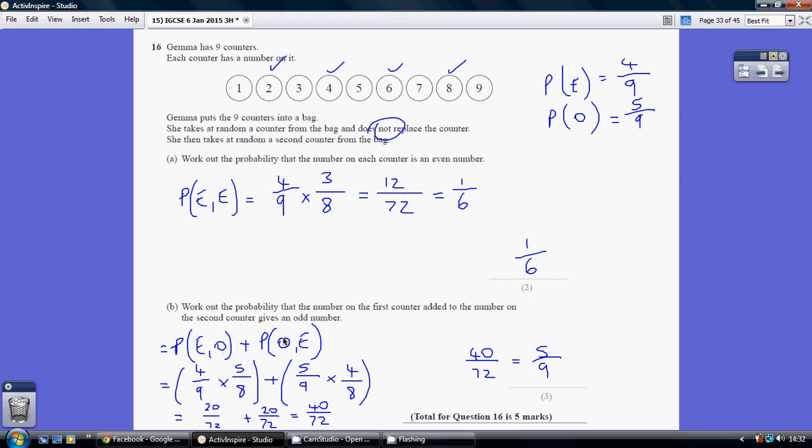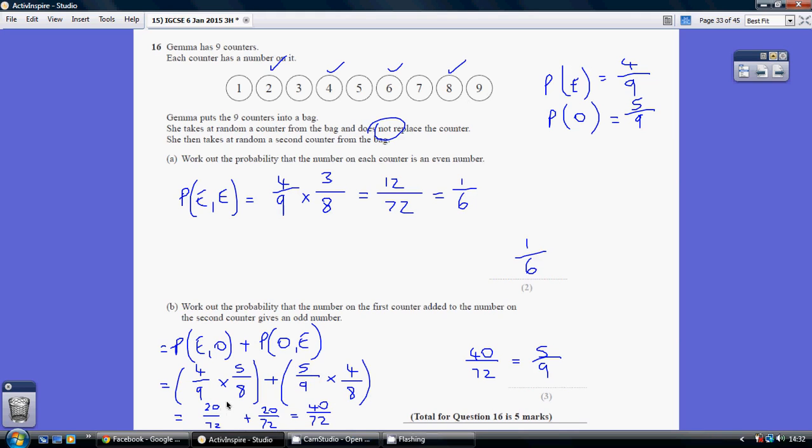So starting again, what's the probability of an odd and then an even? Well, the probability of an odd was 5 over 9, and then as you do your second pick, the probability of an even would be 4, but out of 8. So that's 5 4s are 20, 9 8s are 72.